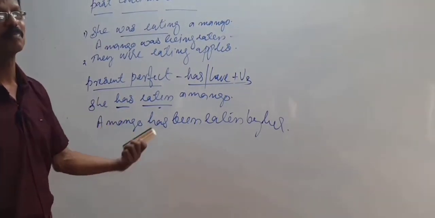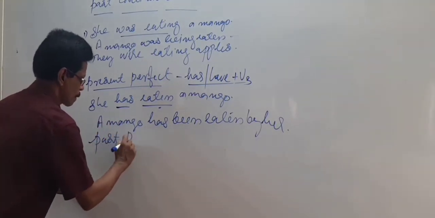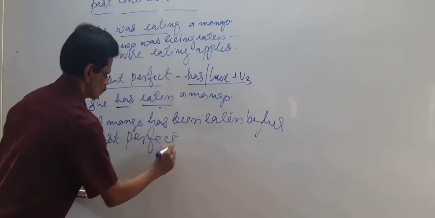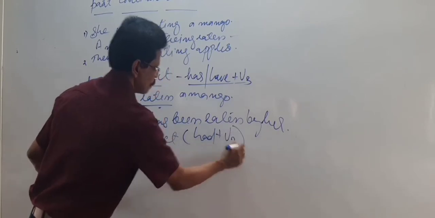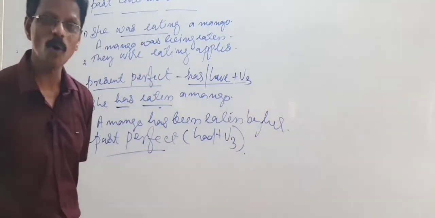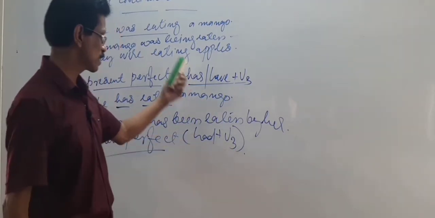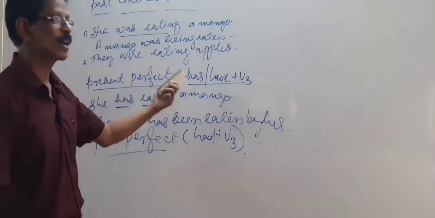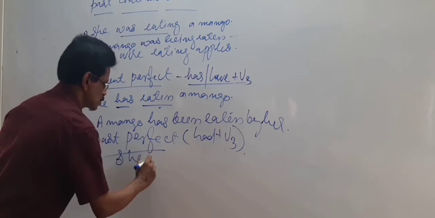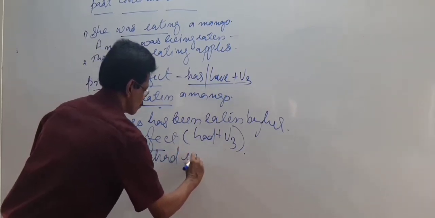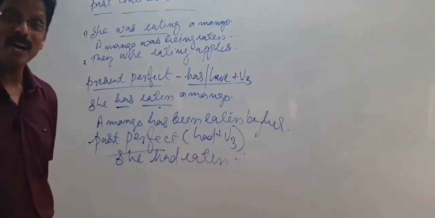That is present perfect. Let us come to past perfect, which means had plus V3. Past perfect means, you know it, had plus V3. So same sentence, can you change it? She has eaten a mango. What will the answer be? She, has becomes had. She had eaten a mango. The answer will be she had eaten a mango.